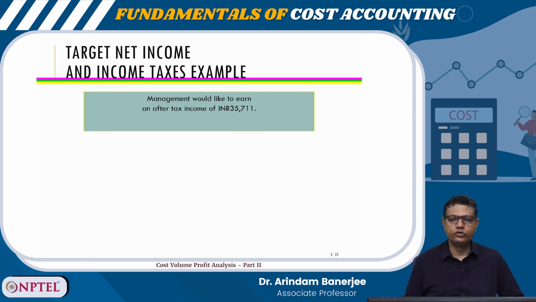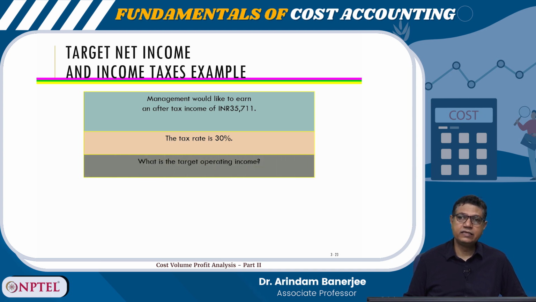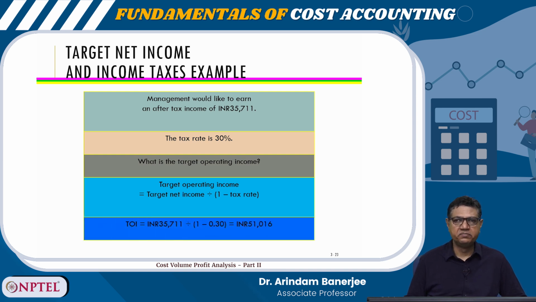The management would like to earn an after-tax income of rupees 35,711 and the tax rate is 30%. What is the target operating income? I need to calculate this. Target operating income can be calculated using this formula: target net income divided by 1 minus tax rate. So 35,711 divided by 1 minus 30% comes to 51,016.